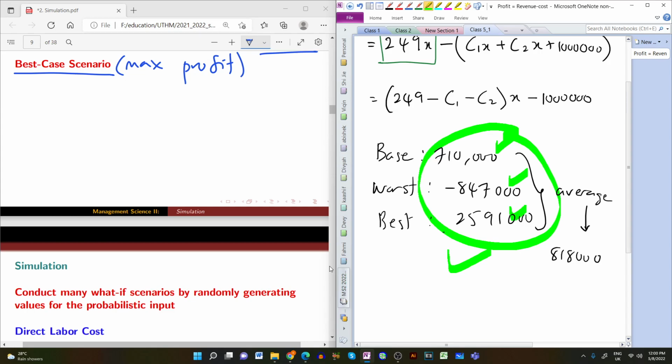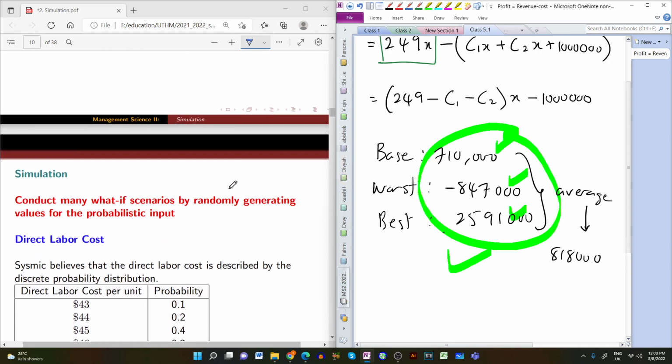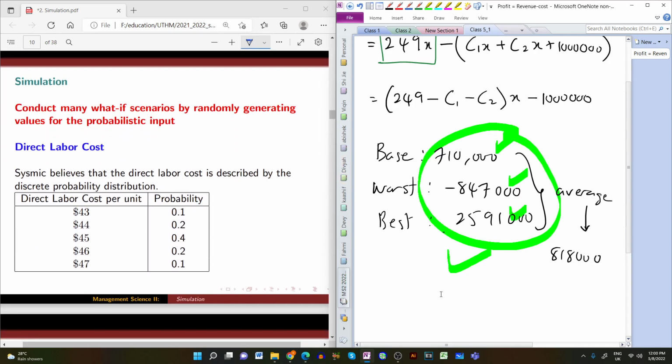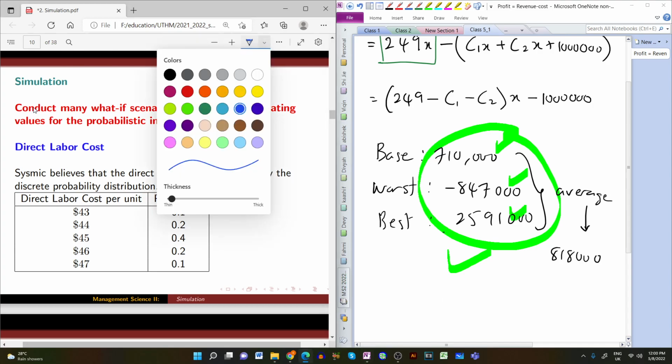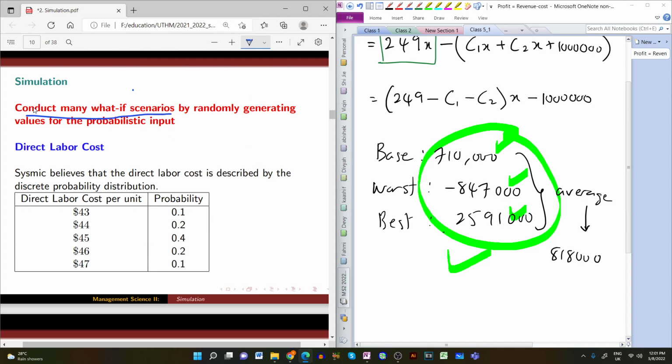So again, revisiting simulation, just now we saw that the definition is considering real life by doing some experimentation based on some known inputs. Same thing here, simulation is, in other words, conducting what if scenarios by randomly generating values of probabilistic input. So the what if scenario just now, we're going to do again, but based on some probability. Okay, now let us move on.